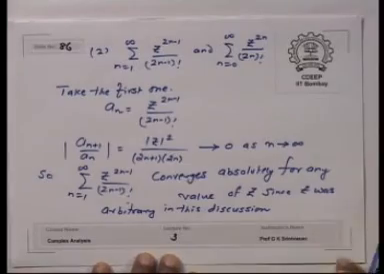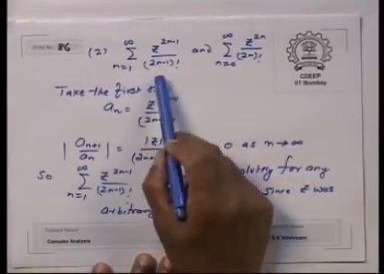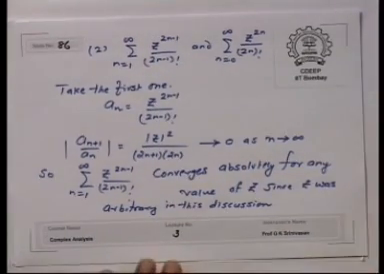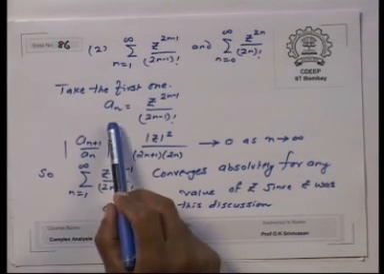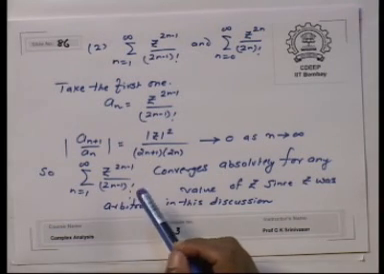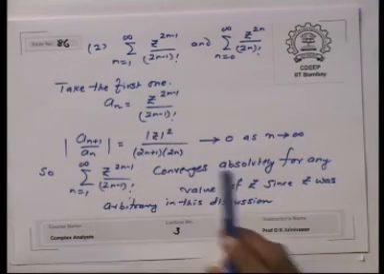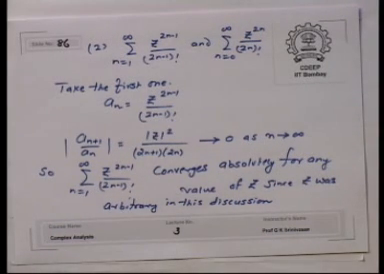Next example, sigma n from 1 to infinity z to the power 2n minus 1 upon 2n minus 1 factorial, and sigma n from 0 to infinity z to the power 2n upon 2n factorial. What is your a n in the first case? a n in the first case is z to the power 2n minus 1 upon 2n minus 1 factorial. And so, mod a n plus 1 upon a n is what? Mod z squared upon 2n plus 1 into 2n.